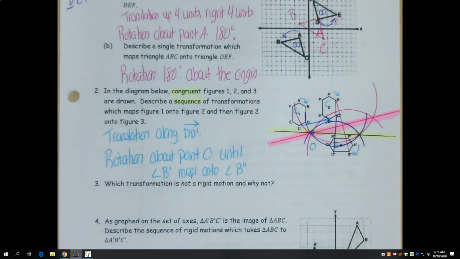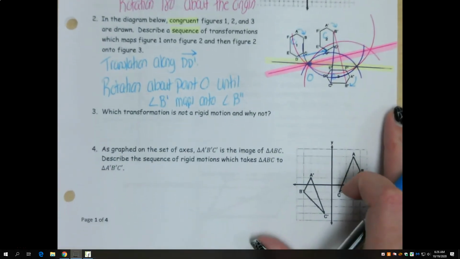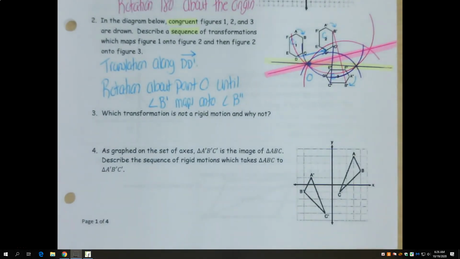All right. Let's look at number 3. Which transformation is not a rigid motion, and explain why? I want you guys to try that one on your own. Okay, there's 4 transformations: reflection, rotation, translation, and dilation. All right, so out of those 4 transformations, which is not a rigid motion and why?